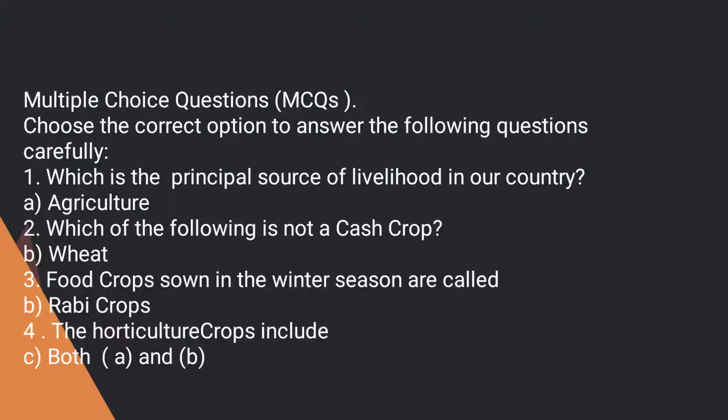Second one, which of the following is not a cash crop? The options are given: jute, wheat, cotton. So the correct answer is wheat. Wheat is not a cash crop. Number third, food grains sown in winter seasons are called, options are given: Kharif, Rabi, and Zaid crops. So the correct answer is Rabi. Number fourth, the horticulture crops include: A, fruits; B, vegetables; and C, both A and B. So the correct answer is both A and B.